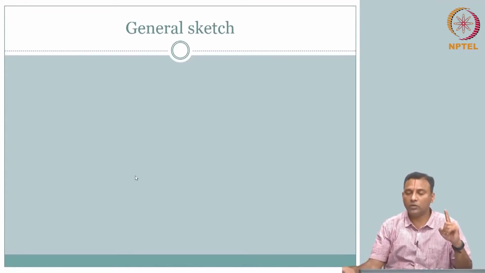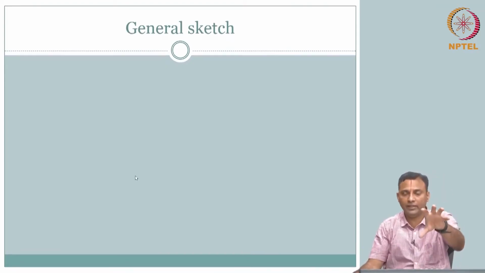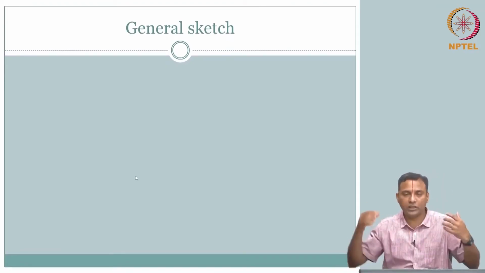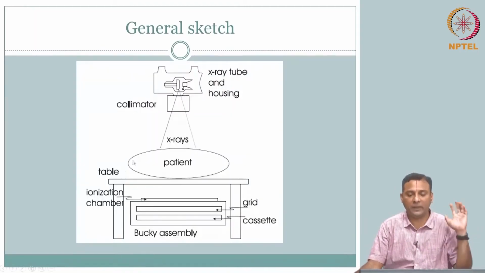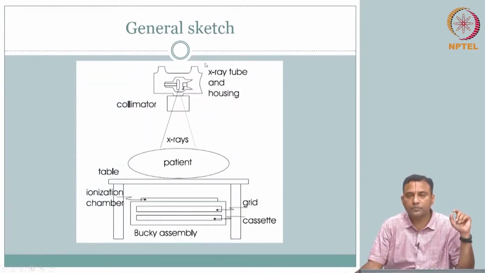Okay. So, that means what are the basic components? In a general sketch, you should have a source side, you have a patient, you should have the detector side. These are the basic big picture, right. So, you will have the source side, the patient, and then the detector side. So, this is a through transmission setup.